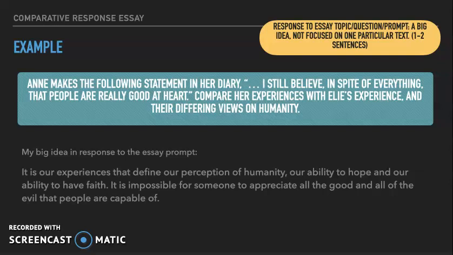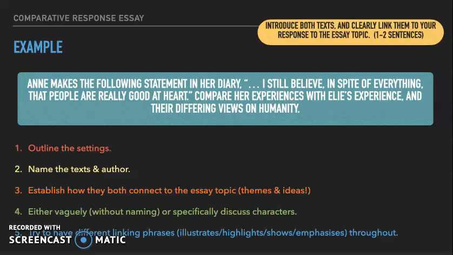Now you can see from my contention, I do not mention either book at this point. I am purely talking about an idea, and that is what I want you to get into the habit of doing. Now that is 2 sentences that I've expressed there. All right, so now I need to introduce both texts and clearly link them to my response to the essay topic.